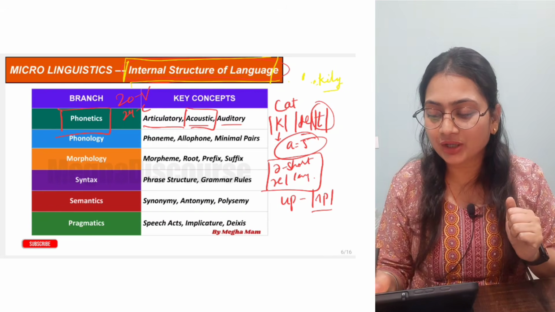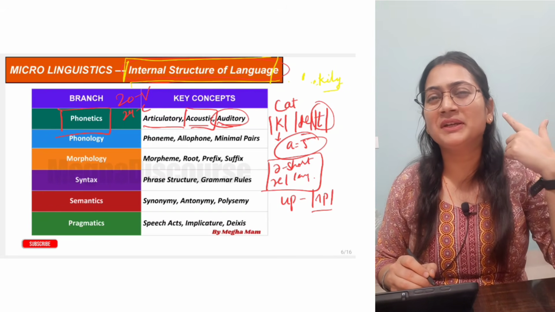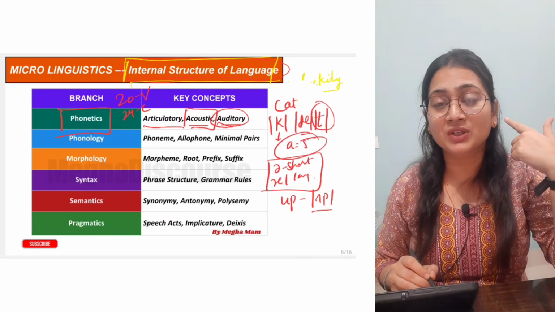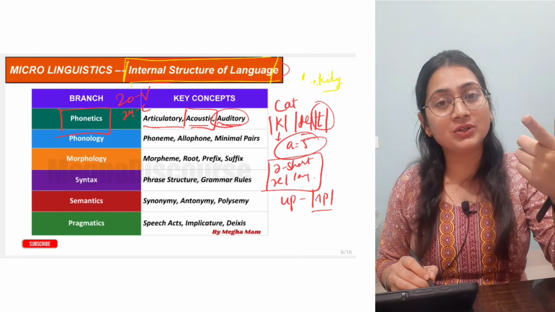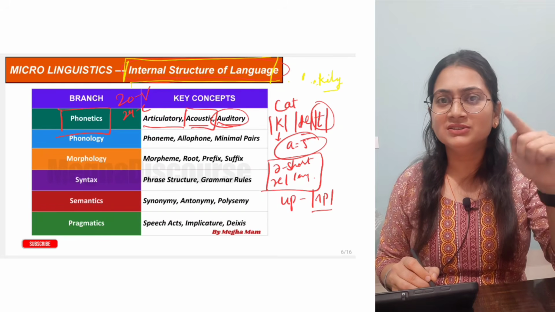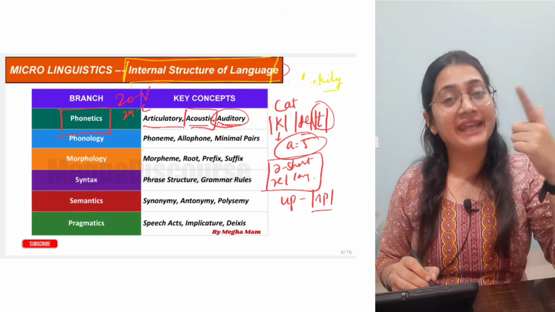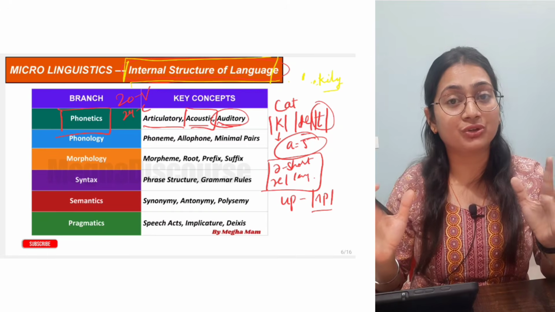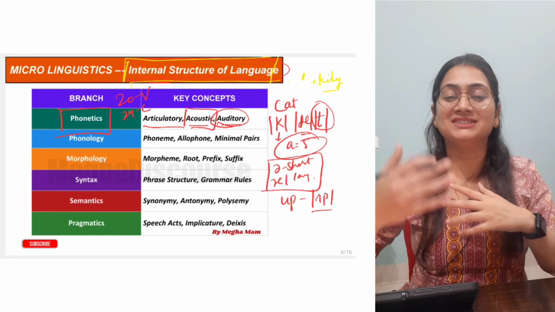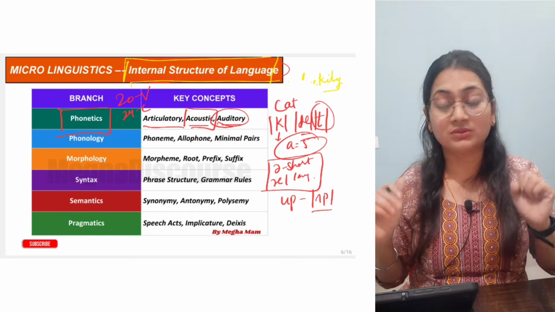Now we have auditory. How the listener is listening. Am I audible to him or not? Am I pronouncing it right or not? Like I want to say cake. So he is understanding that I am saying cake instead of another one. So this is called auditory one. How ear and brain are perceiving. So this is called auditory.